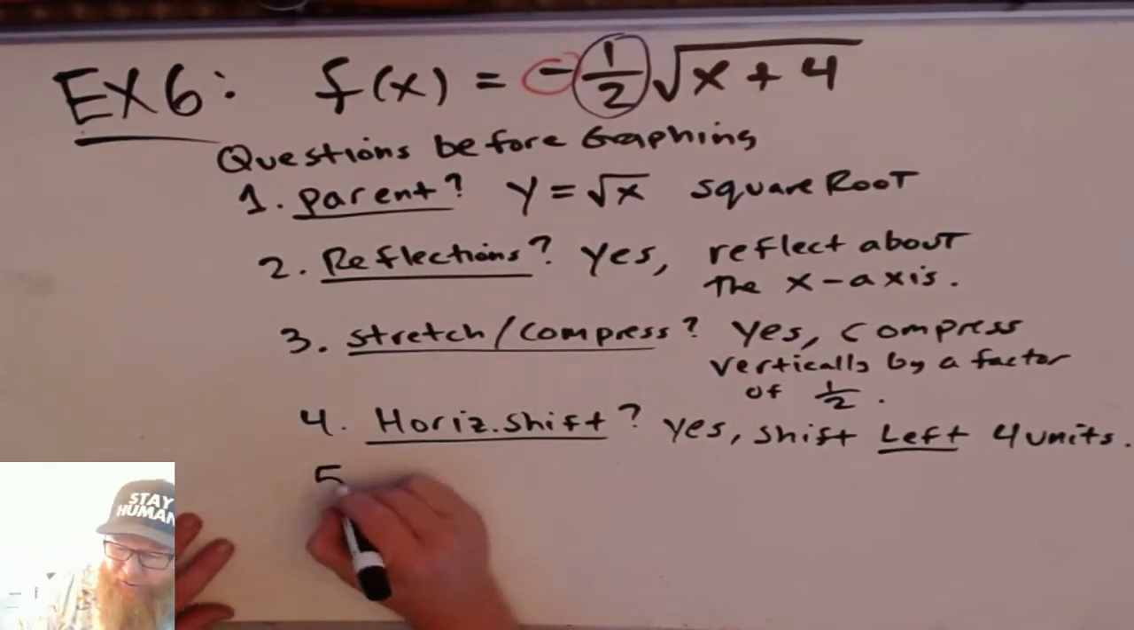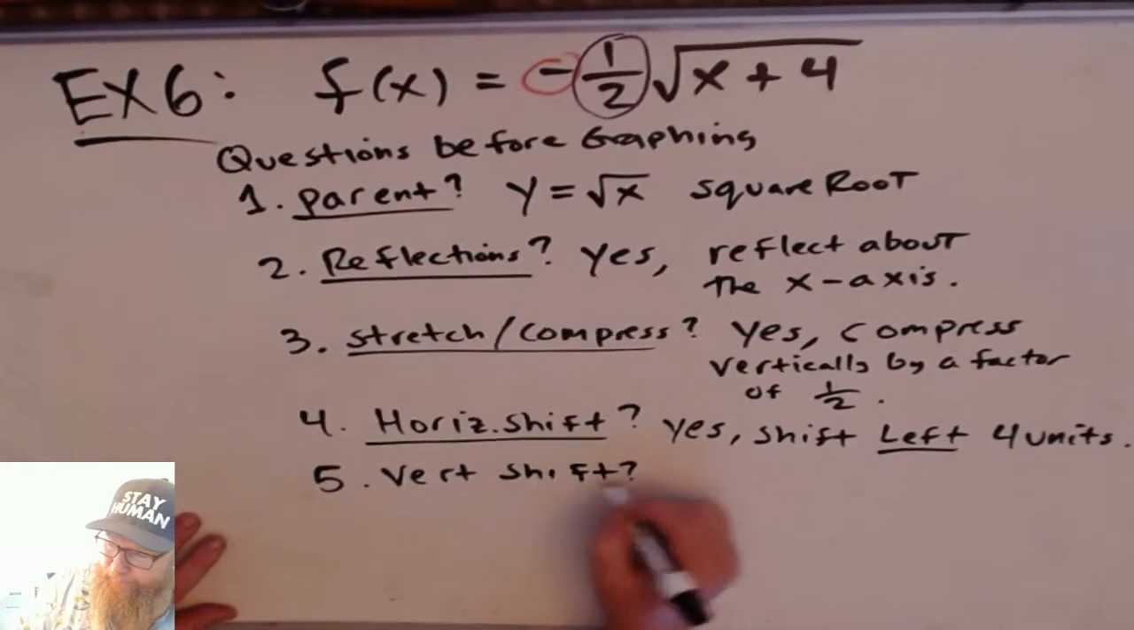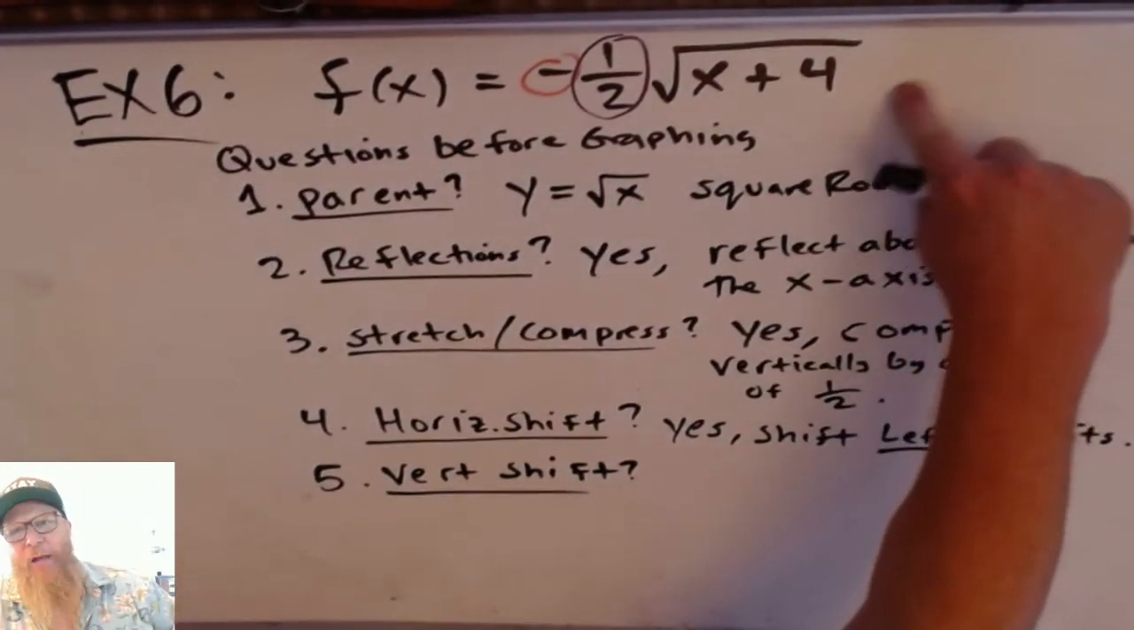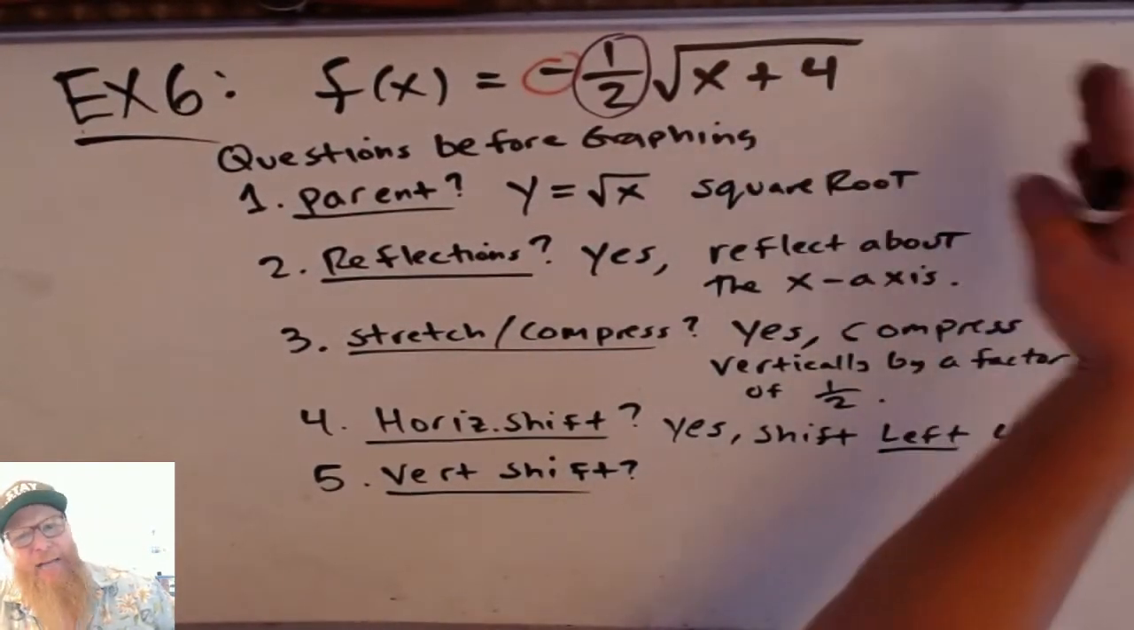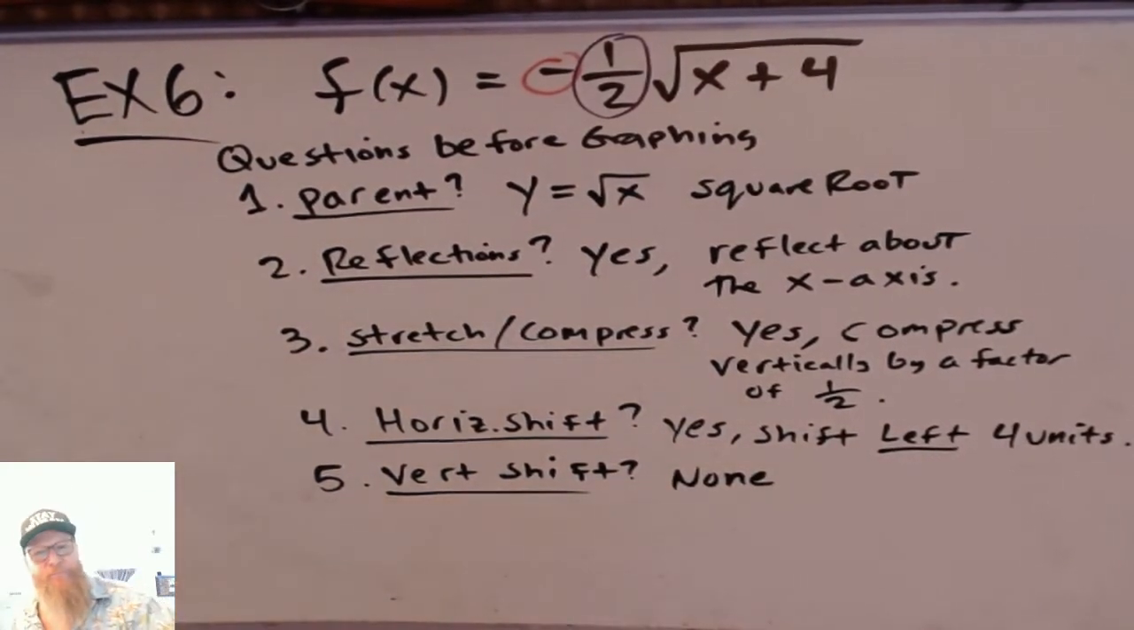And then vertical shift. Is there any pluses or minuses outside of the radical? No, there are none. You're either going to answer no, or you're going to answer none, or there are none, or something to that effect. I'm not going to try and trick you. There'll be a clear answer of none for this one.